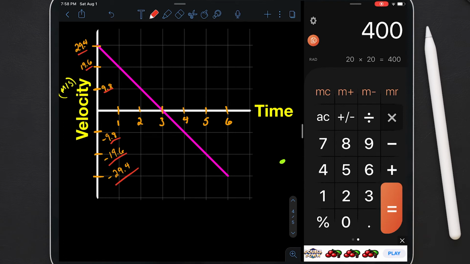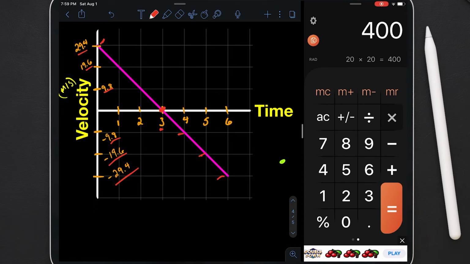And if you notice, after it hits 0 meters per second, it goes to negative 9.8 meters per second, negative 19.6, negative 29.4. If you watched my How to Solve Free Fall Problems video, you might pick up on something here. You notice that it's actually accelerating. It's accelerating downwards after 3 seconds here. It's accelerating downwards at a rate of negative 9.8 meters per second squared. Every second it gains another negative 9.8 meters per second.